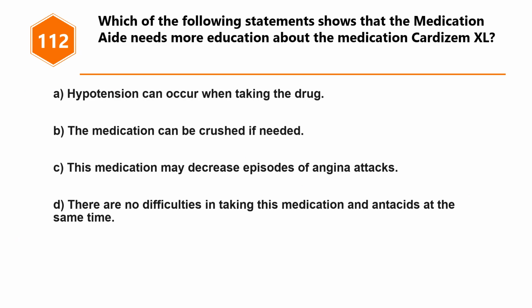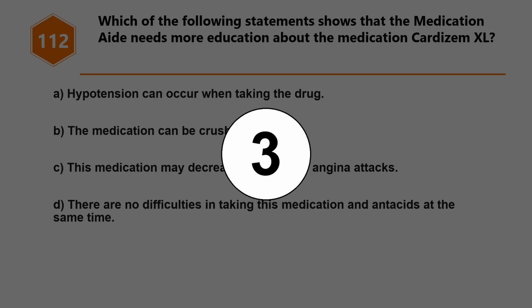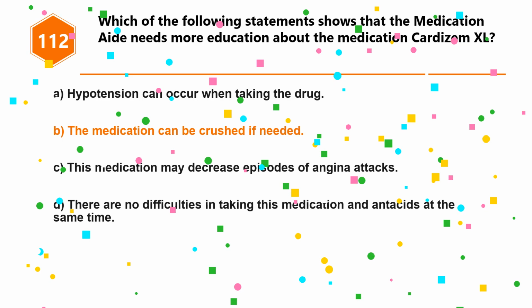Question 112. Which of the following statements shows that the medication aide needs more education about the medication Cardizem XL? Option A. Hypotension can occur when taking the drug. Option B. The medication can be crushed if needed. Option C. This medication may decrease episodes of angina attacks. Option D. There are no difficulties in taking this medication and antacids at the same time. The correct answer is option B. The medication can be crushed if needed.